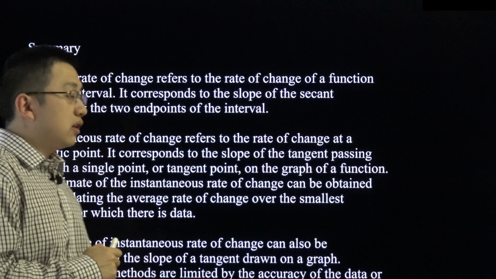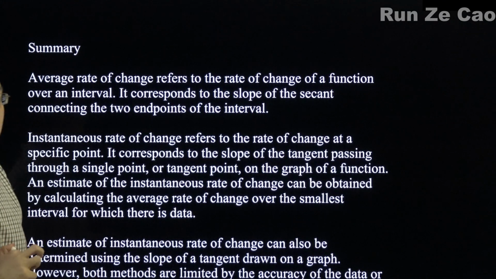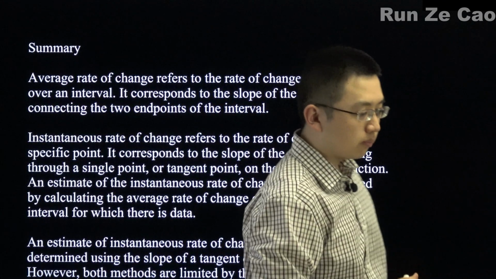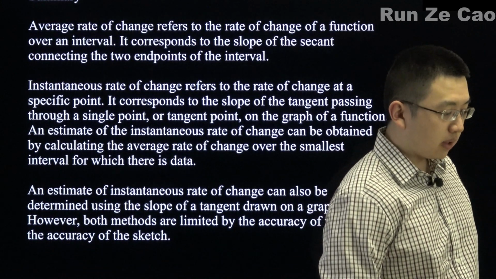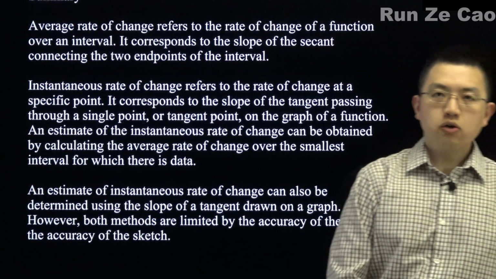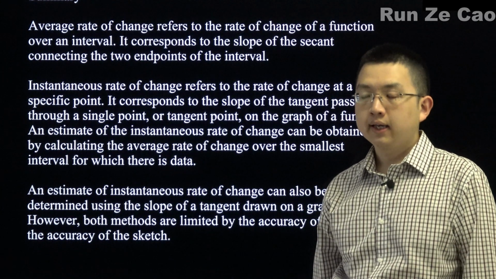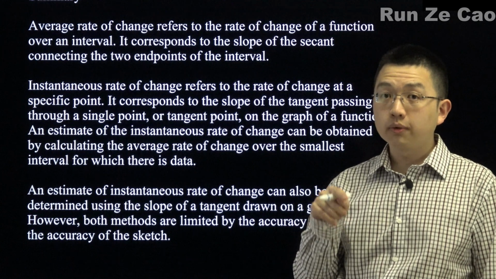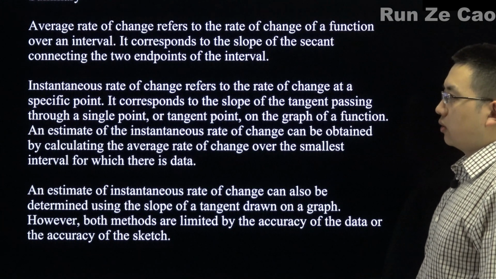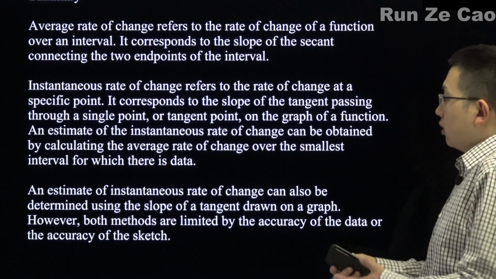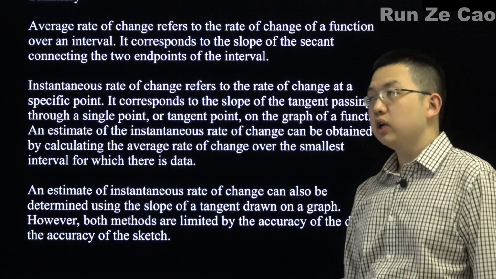So, physics students are probably familiar with this, but some applications of average rates of change can be a bit awkward for those of us who might not have taken physics yet. Now, the instantaneous rate of change is the rate of change at a specific point. So, say we have a curve, and we draw a tangent line at a particular point. The slope of that tangent line is the slope of the curve at the point of tangency. So how can we find an estimate of this? Well, we can calculate the average rate of change over the smallest interval for which there is data.